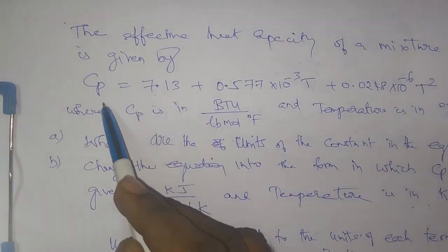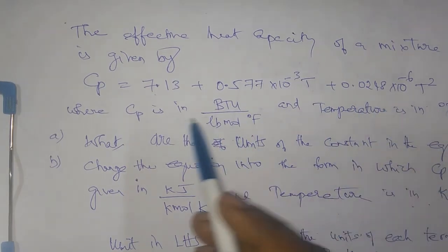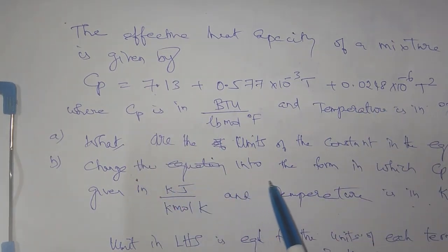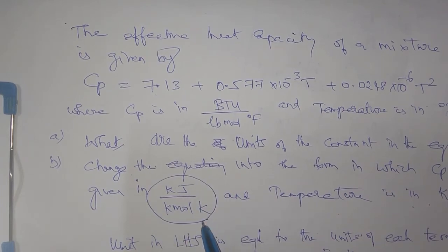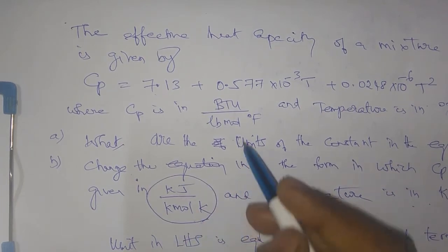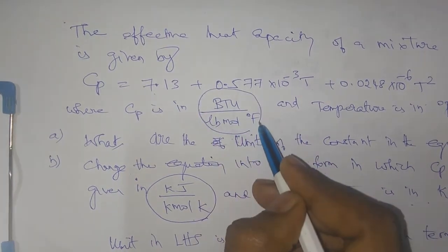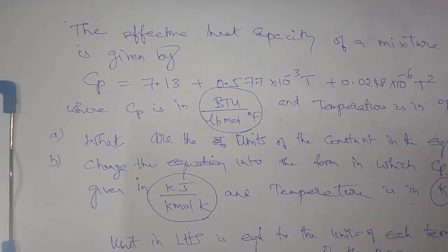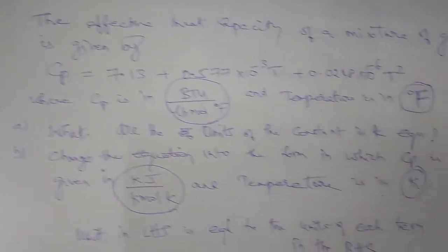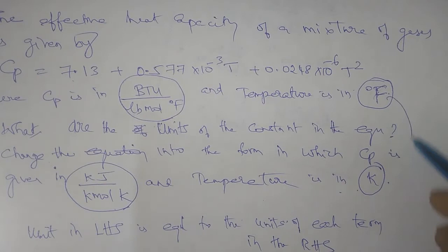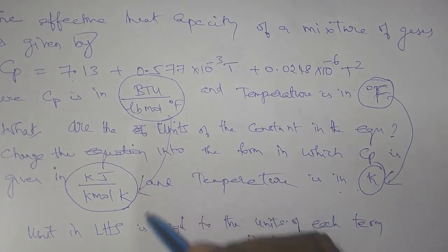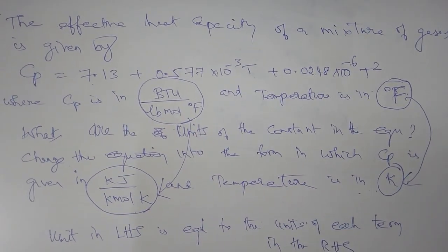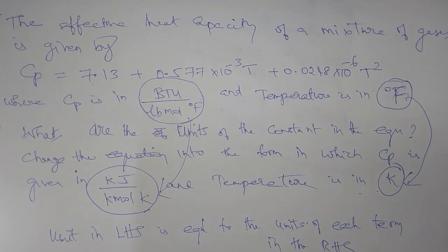Now, if you look at this expression, the second part is to change the equation into the form in which Cp is given in kilojoules per kilomole Kelvin. So we have to convert this unit to this unit system. Temperature should be reported in Kelvin, whereas it is given in degree Fahrenheit here. So we have to convert degree Fahrenheit to Kelvin, and convert British thermal units to kilojoules per kilomole Kelvin. That's what we are supposed to do here.